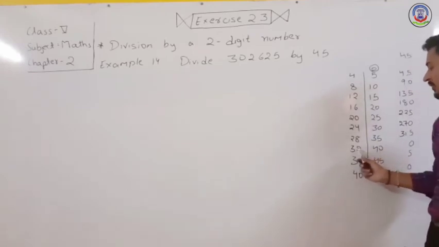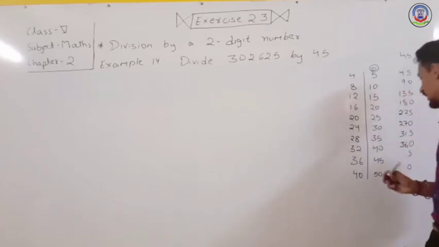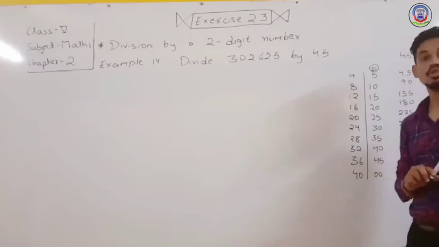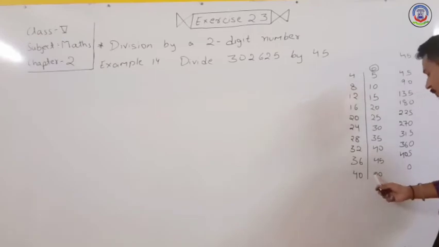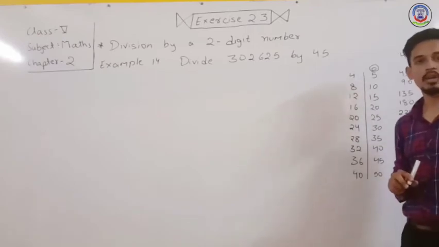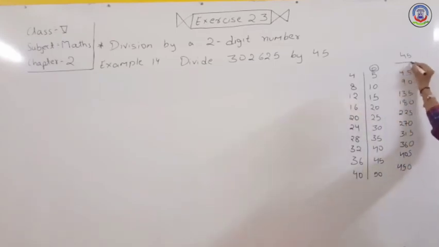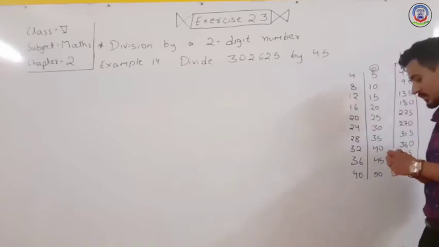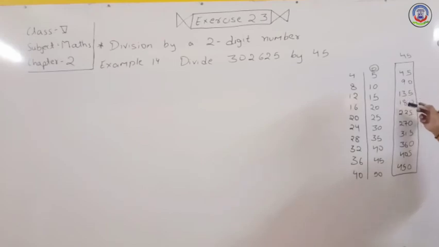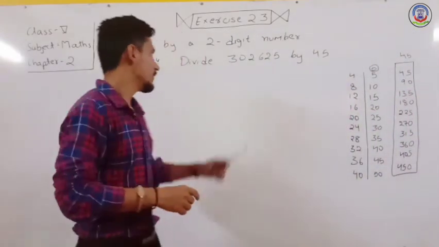Next we have 4 and 32, so it is 36. Next we have 4 and 36, so it is 40. Here we write 40. Next we have 5 and 40, so it is 45. So here we write 45. So it is a table of 45, 1s, 2s, 3s, 4s, 5s, 6s, 7s, 8s, 9s and 10s. Okay. Now we continue this division of this number.